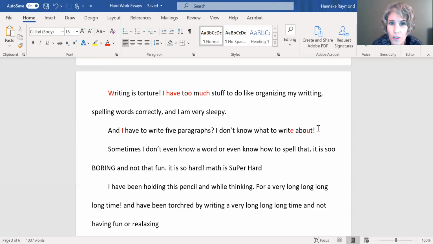So we should have another sentence here because this paragraph is only 2 sentences, and we want to make sure to have enough details to completely develop our ideas. This idea about 5 paragraphs and don't know what to write about, it's kind of only halfway there. We need a couple more details. So I don't know what to write about.